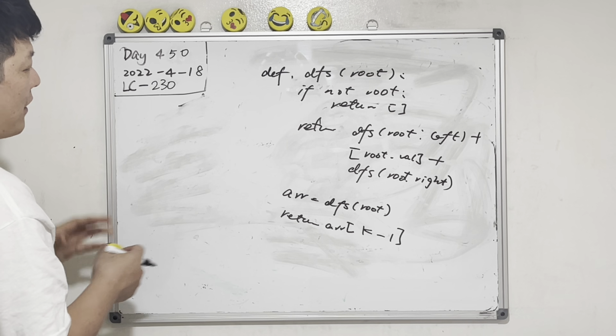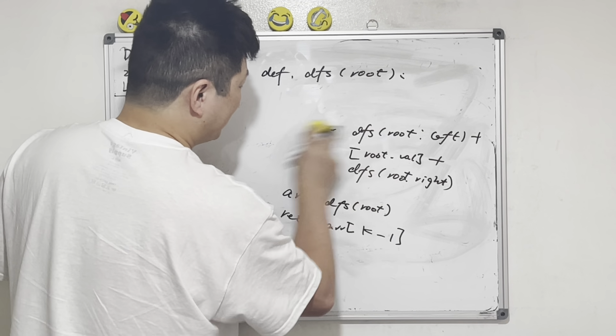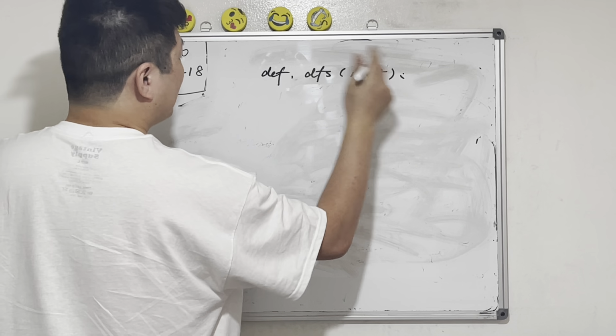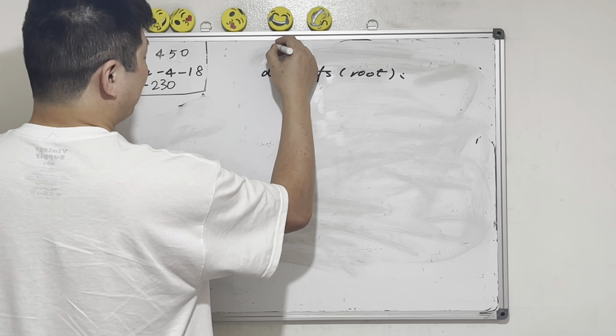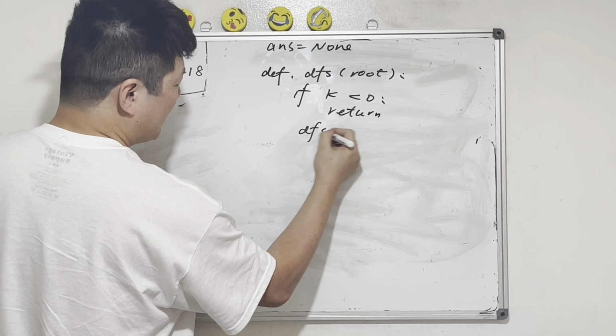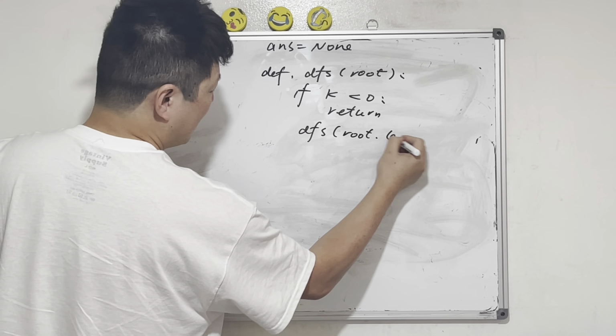So instead, we are not returning the list. We are not returning this. DFS root, and we have this k here, and we have this answer. At the beginning, we set it to none. If k is smaller than 0, we just return, because we don't want to continue visiting it. Now we want to visit the left part, root.left.